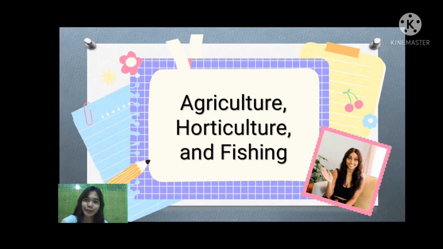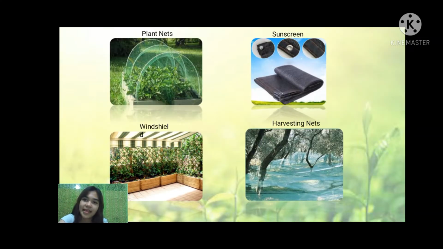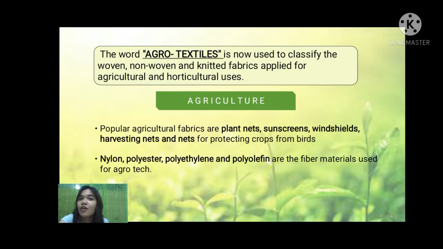And now we are covering agriculture, horticulture, and fishing. Agriculture, horticulture, and fishing textile applications are connected to each other. First is agriculture. Agro-textiles are used to classify woven, non-woven, and knitted fabrics applied for agriculture and horticultural uses. In agriculture, some popular agricultural fabrics are plant nets, sunscreens, windshields, harvesting nets, and nets for protecting crops from birds.